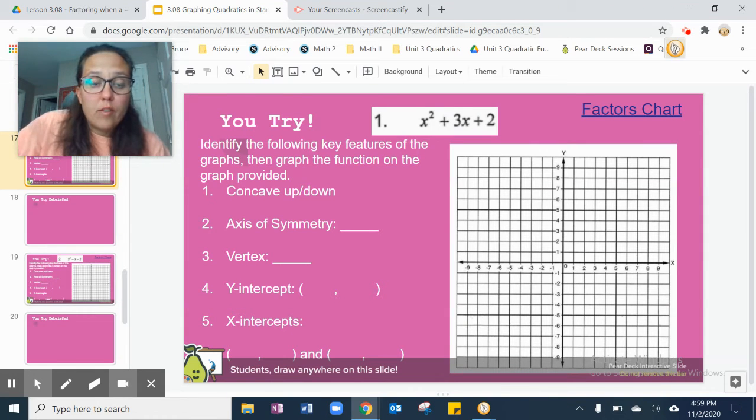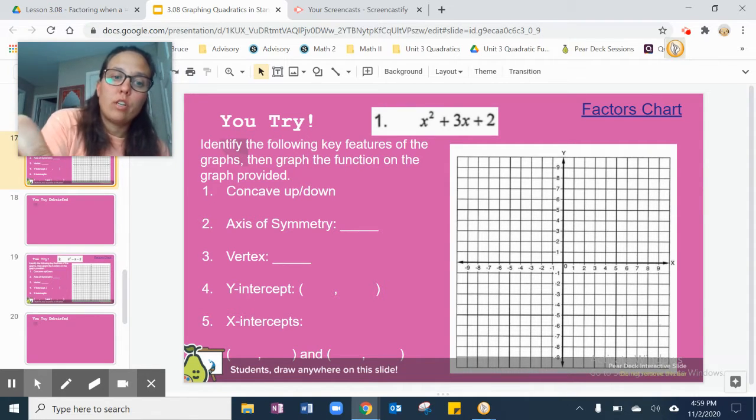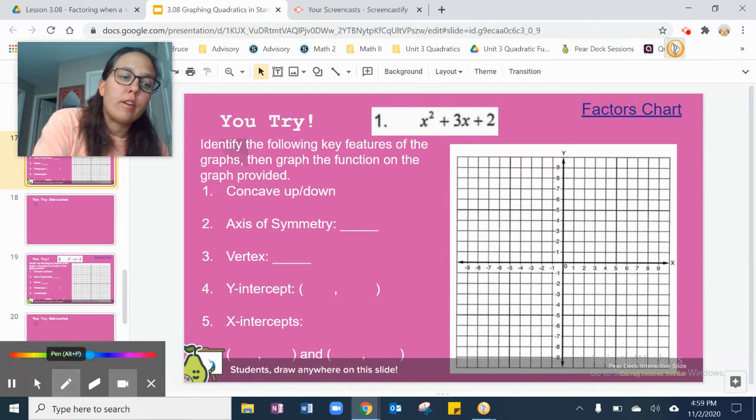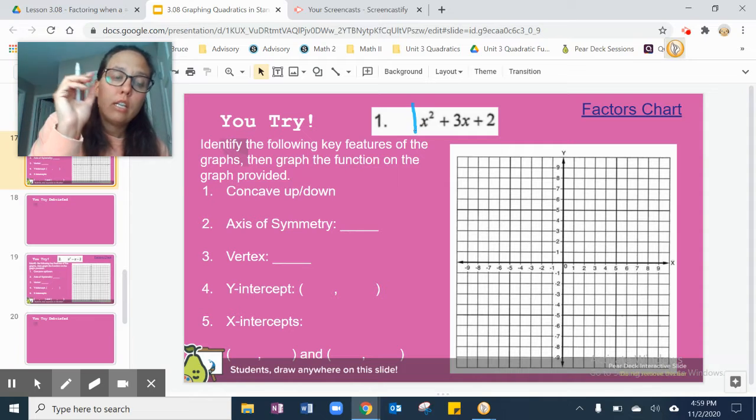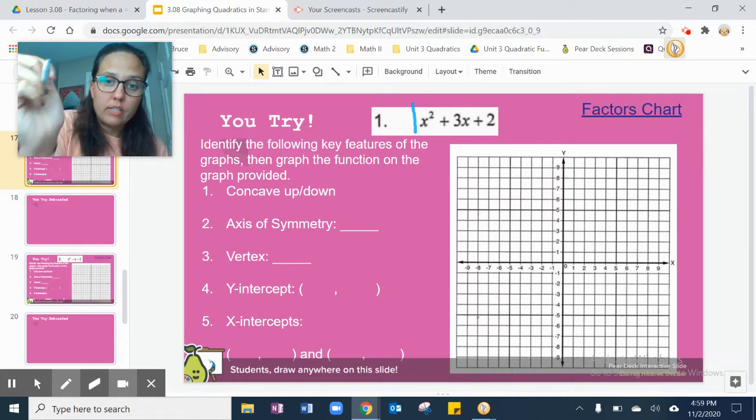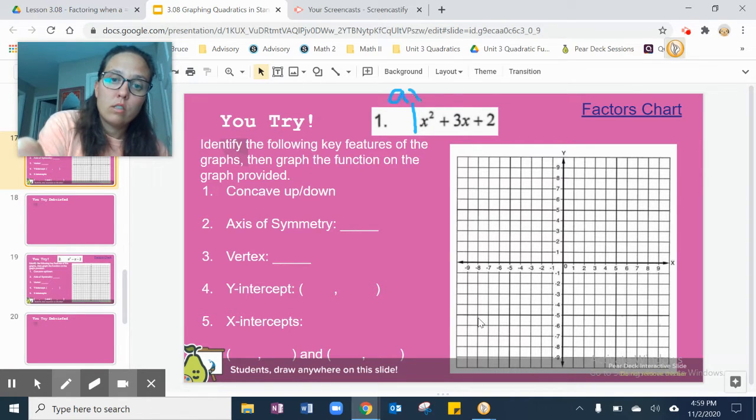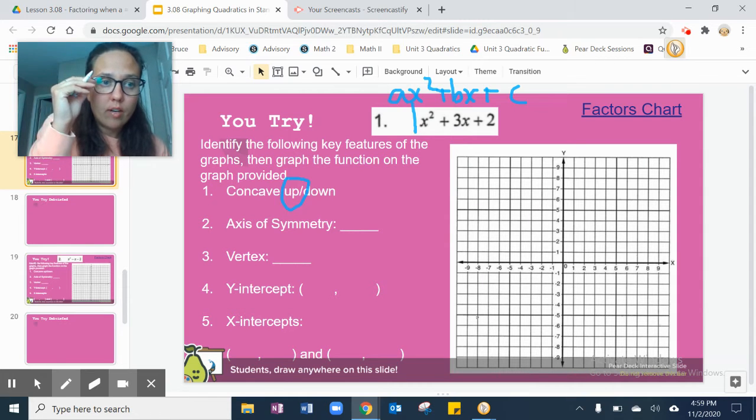Identify the following key features of the graphs and then graph the function on the graph provided. Graph, graph, graph. So is it concave up or concave down is our first question. Well, we know that when a, which is the term in front of x squared, is positive, it's up, and if it's negative, it's down. Let's just write our function, just so we remember. So we know that because there's a positive 1 in front, we concave up.